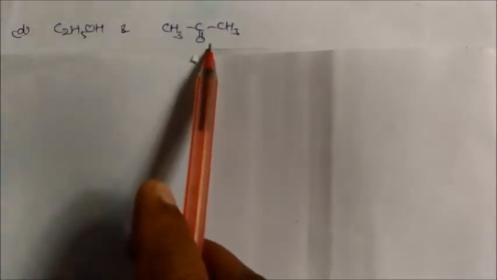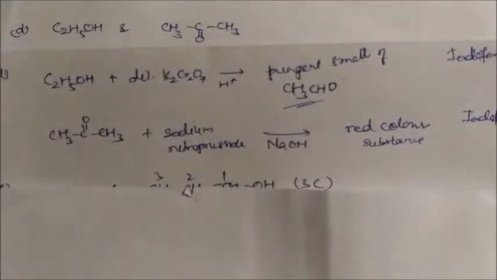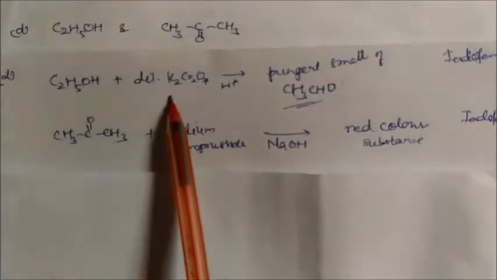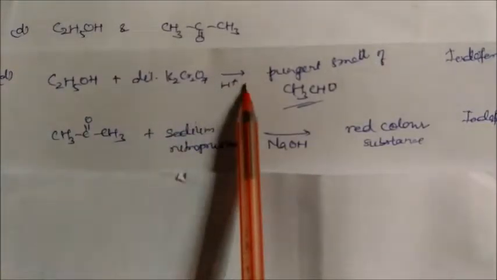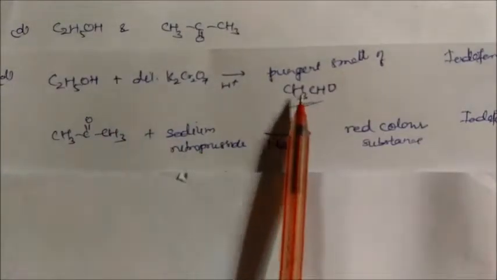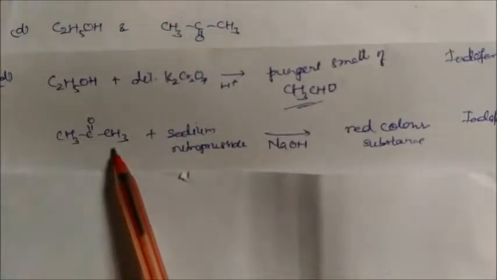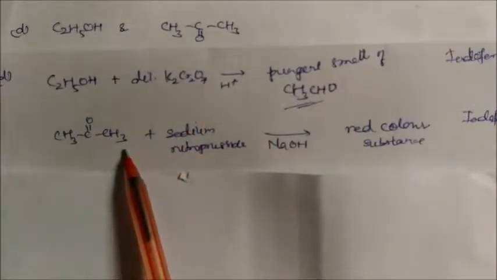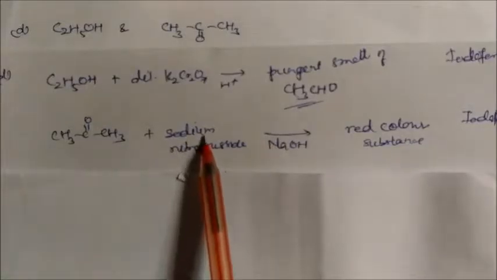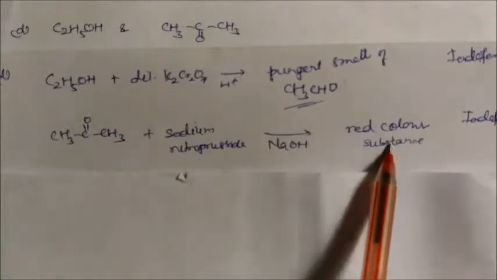How will you identify between ethanol and acetone? Ethanol and acetone can be identified by using these tests. So this is ethanol, when reacted with dilute potassium dichromate in acidic medium, this ethanol is converted into acetaldehyde, which will give you a pungent smell. While for acetone, we can use sodium nitroprusside in the presence of basic solution. This will give you a red color substance.